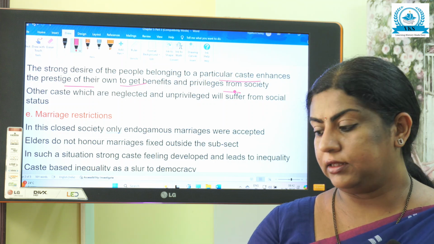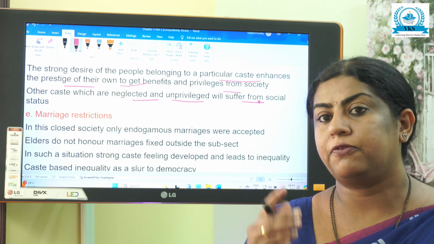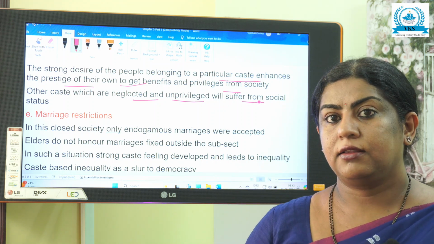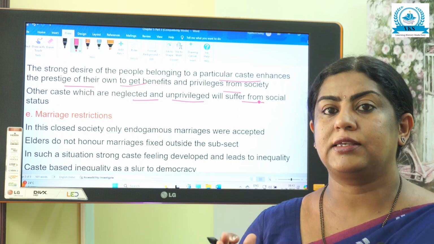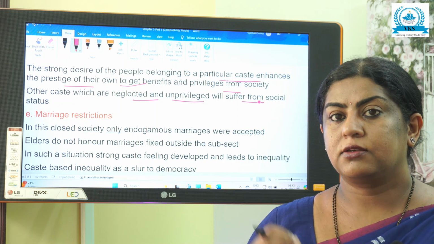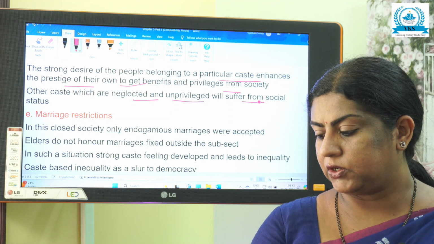On the other hand, the other castes are neglected and unprivileged. They will suffer from social status. That is the lower class, they are neglected, they are unprivileged. So they will suffer all the problems from the social status. So that also becomes a reason for this caste discrimination.